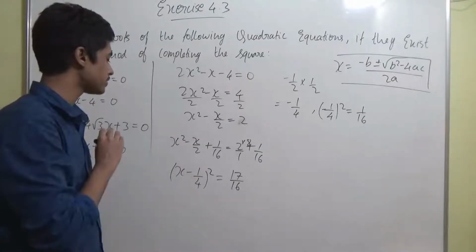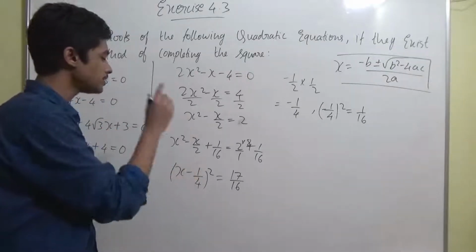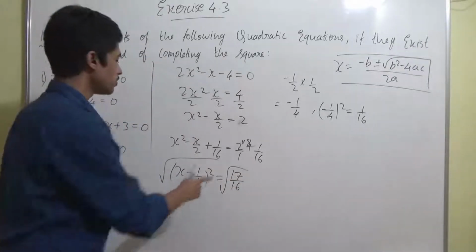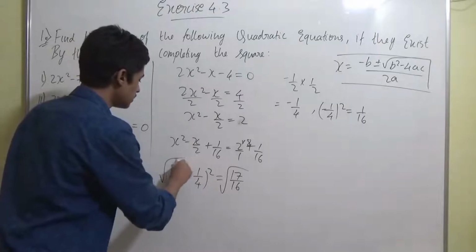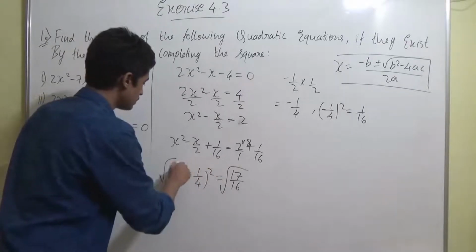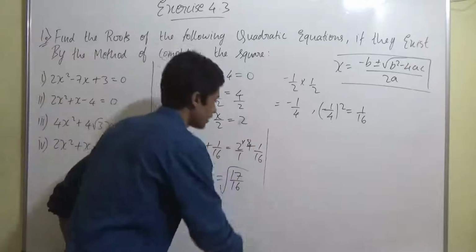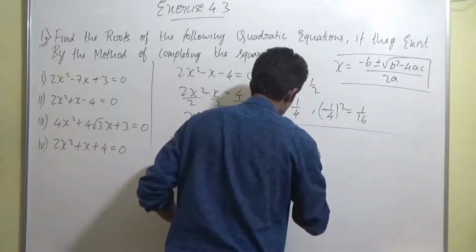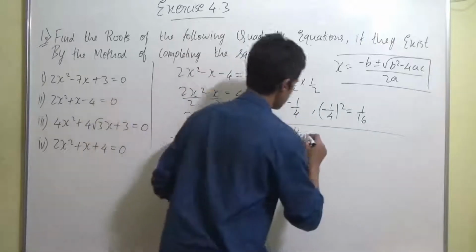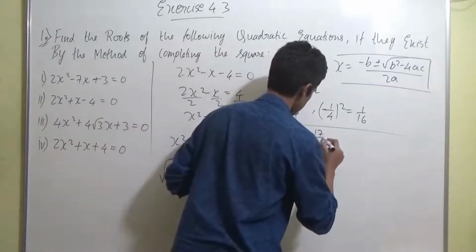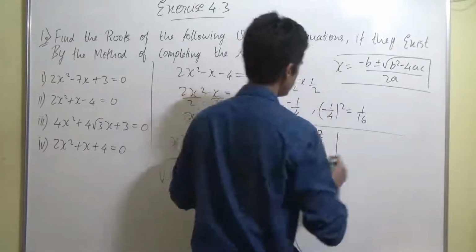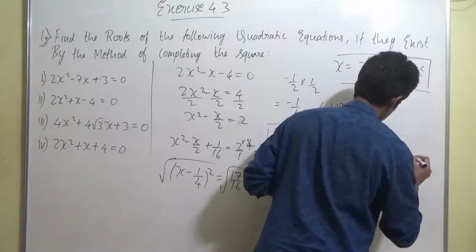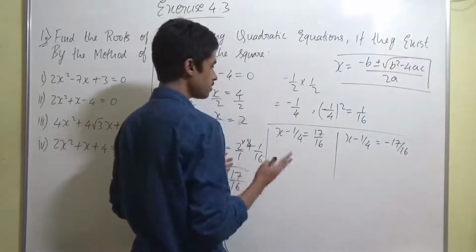Now again you will get two cases, guys. Plus or minus, when you take the root, you will get two cases, plus or minus 17 by 16. That you will solve, taking two cases. I'll do it here now. So x minus 1 by 4 equal to plus 17 by 16, that is case one, and then x minus 1 by 4 equal to minus 17 by 16, that is the second case.